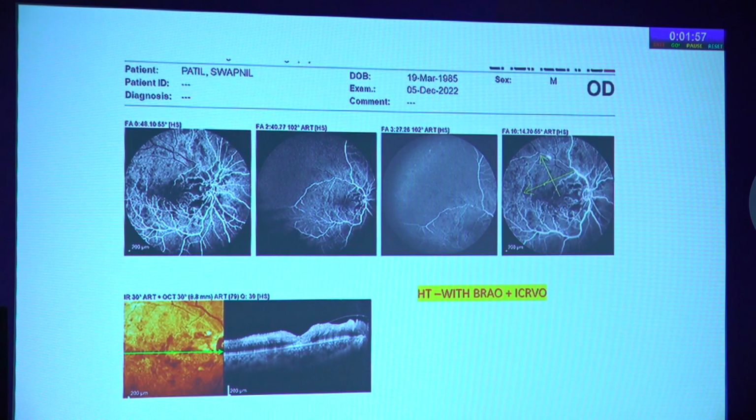Same thing here again. This is a combined case of branch retinal artery occlusion with CRVO. Here you can see how much extensive non-perfusion is there. That itself will give you the diagnosis immediately, whether to further manage the patient, do the surgery or do the extensive treatment or not, and whether it is going to help.